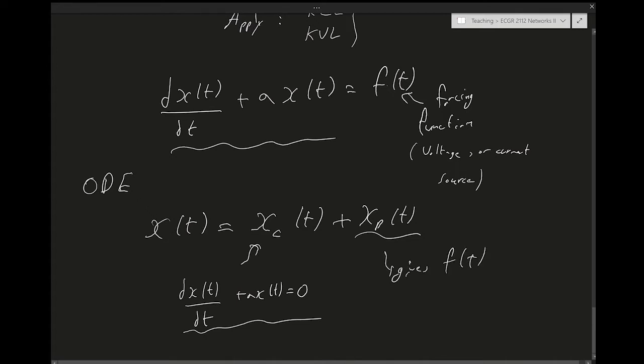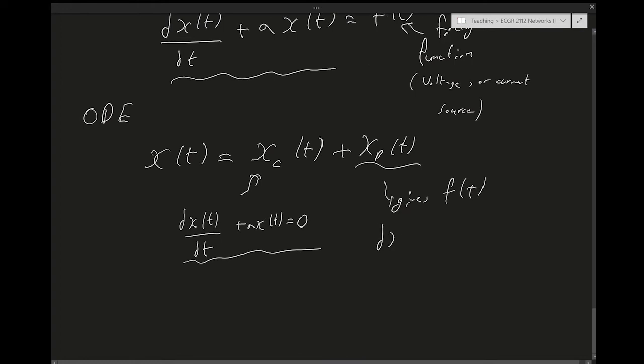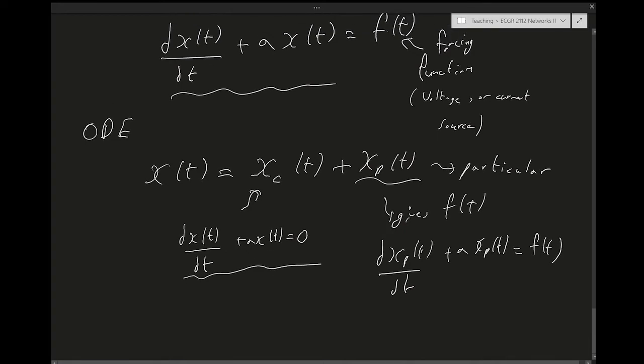So if you plug this into the differential equation, dx_p/dt plus a x_p, you get f(t). Right? So this is called the particular solution. And it makes sense that the particular solution plus the homogeneous solution is also a solution, because the homogeneous solution, or the natural response, if you plug it into the differential equation, just gives you 0. This gives you f(t) and this gives you 0. Anything that gives you 0 is still going to be a solution for the general equation, right?